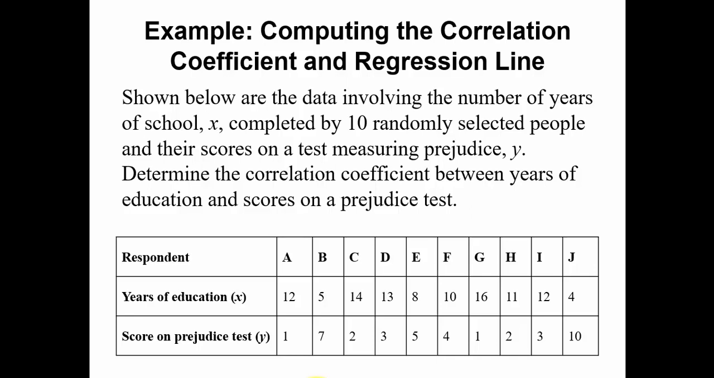In this video, I'm going to show you how to calculate correlation coefficient and a regression line using T1-84. So here we have a set of data. The data involves the number of years of school completed by 10 randomly selected people and their scores on a test measuring the prejudice.